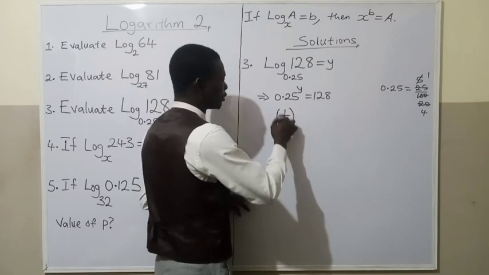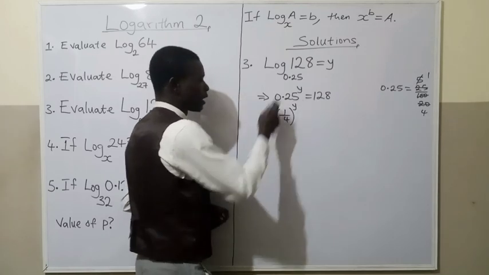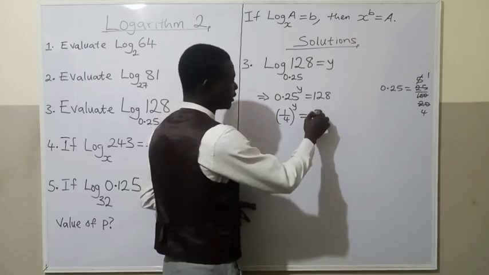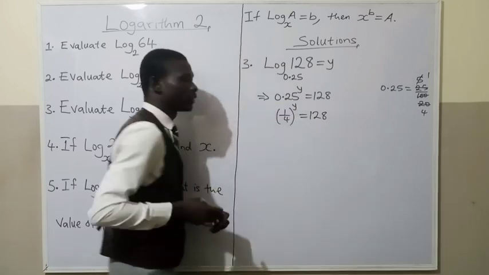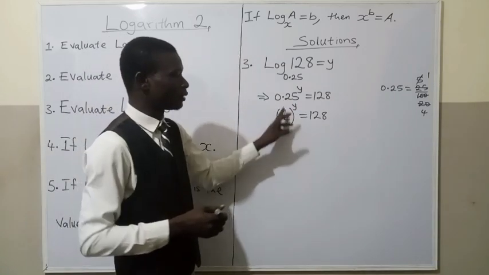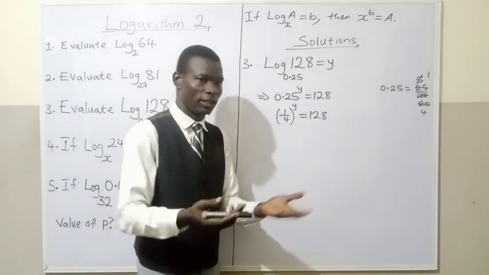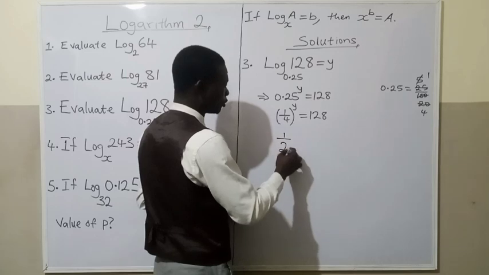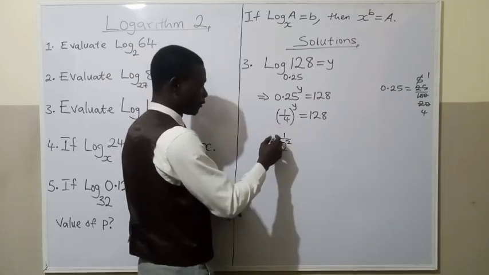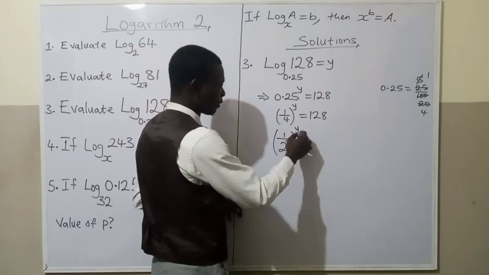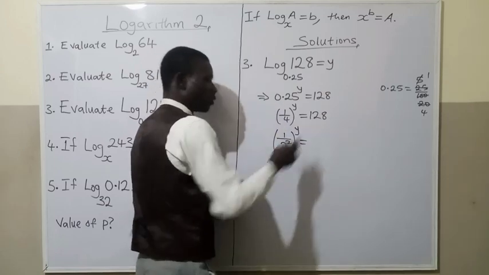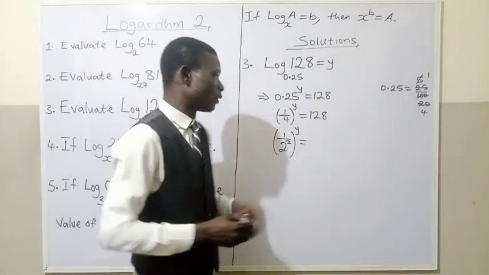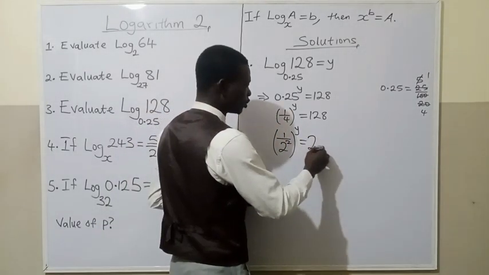And of course, this 1 over 4 is going to be raised to power y. That is what we have in the place of 0.25. And that's going to be equal to 128, because we have just simplified 0.25. Then this 1 over 4 also can be expressed in a simpler base of 2. And that's going to be 1 over 2 raised to power 2, because 2 raised to power 2 is actually equal to 4. And this will be raised to power y. So that's going to be equal to 128, with the simplest base it can take being 2. And of course, 128 is equal to 2 raised to power 7.